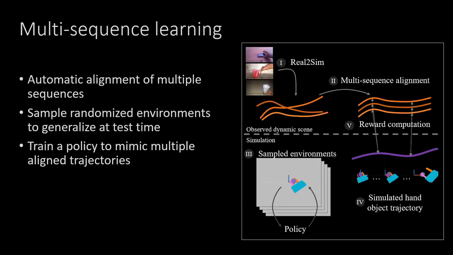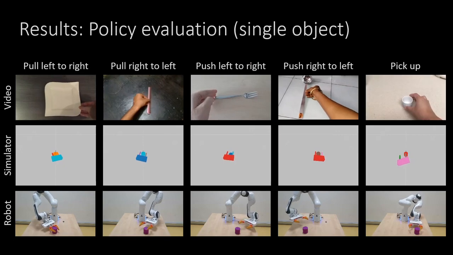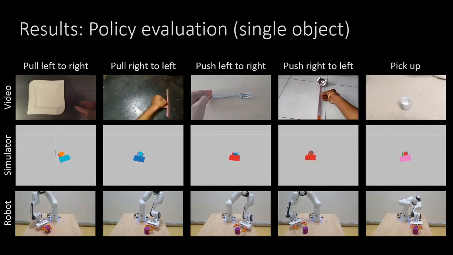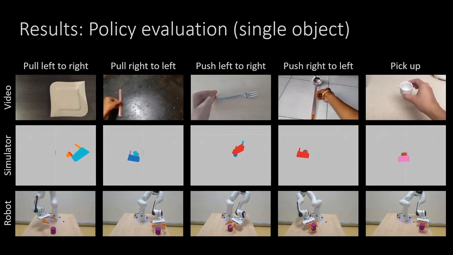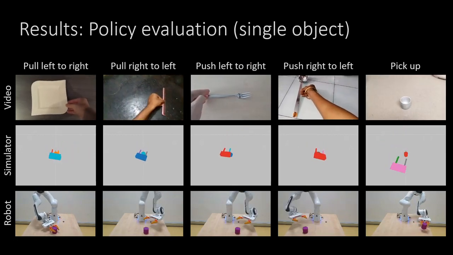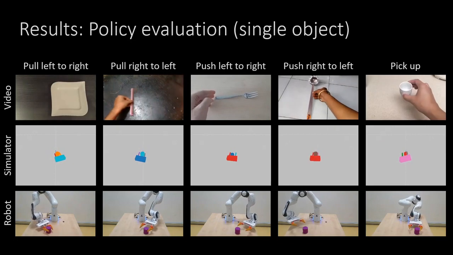In the second step, we first automatically align multiple trajectories extracted from the video demonstrations. These trajectories are used to construct a reward function for training a policy in randomized environments. Randomization assures the robustness of the trained policy. We present results where our trained policy performs single object actions both in the simulator and on a real robot. Note that these policies are trained on 6 videos per action, even if only one is shown as a reference.